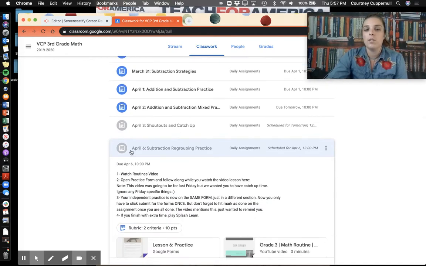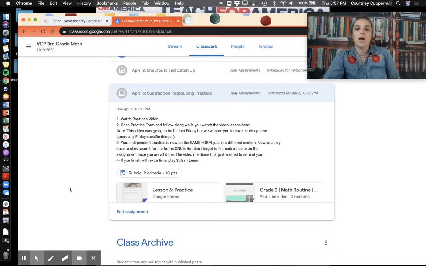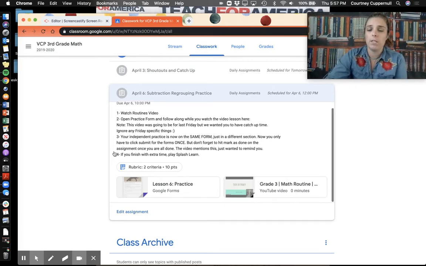So when you come to April 6th, because that's today's date, you're going to come to subtraction with regrouping practice. We're working on subtraction with regrouping because I was noticing on our quiz, we were doing pretty great on the addition equations, but the subtraction for us was still a little tricky. So I want to make sure that everybody's doing this.